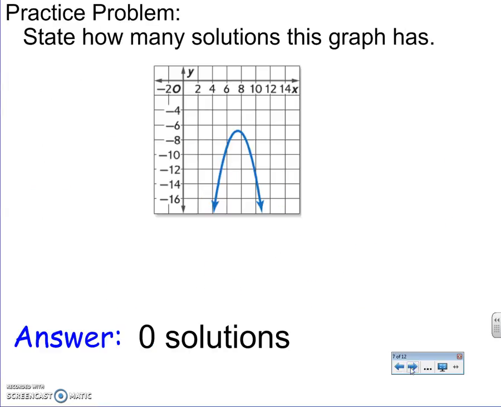I'll leave you with this practice problem. Tell me how many solutions there are, and there's the answer. If you're able to do that, you should be fine for class.